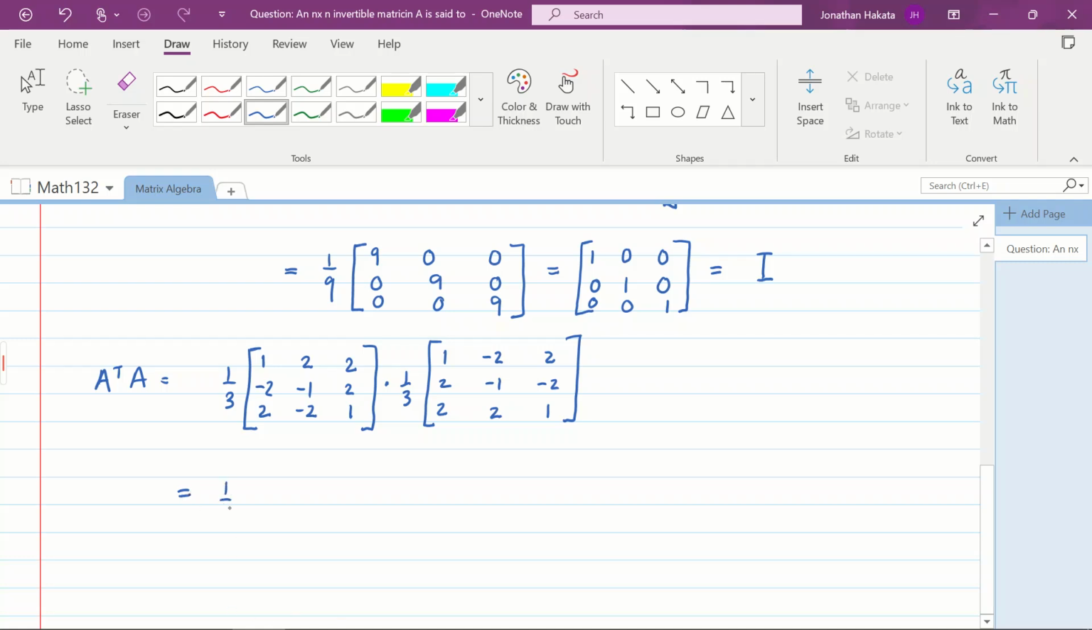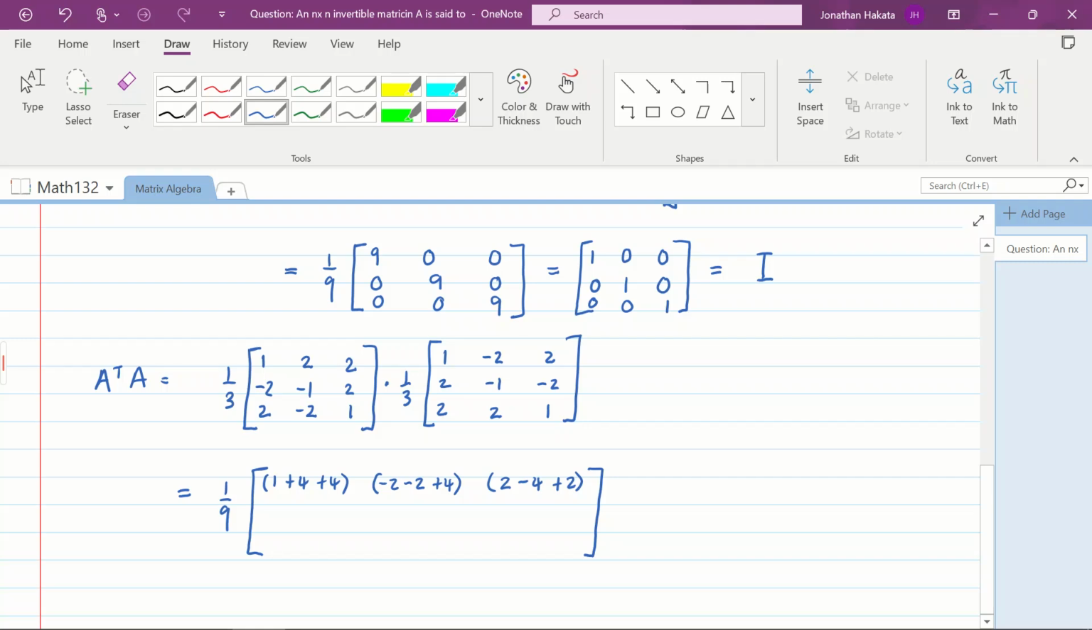1/3 times 1/3 is 1 over 9, and if we do the multiplication inside here, we have 1 times 1 is 1, 2 by 2 it's 4, 2 by 2 again, that's 4. Then the first row by the second column, we have minus 2, 2 times minus 1 is minus 2 again, 2 times 2 is positive 4, and then the first row, last column, we have 1 times 2, we have 2, 2 times minus 2 is minus 4, then plus 2.